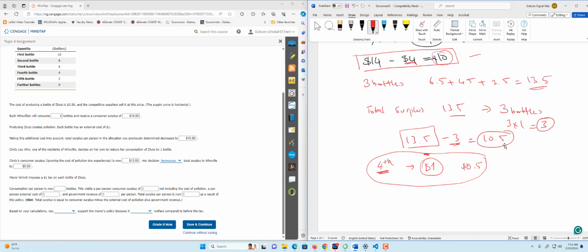Calculate the consumer surplus with 4 bottles. Each has $1 of external cost. And then calculate the consumer surplus with 3 bottles and subtract the external cost. And you will see that the total surplus increases from 10 to 10.5 per individual. Therefore, her decision increases total surplus by 0.5.